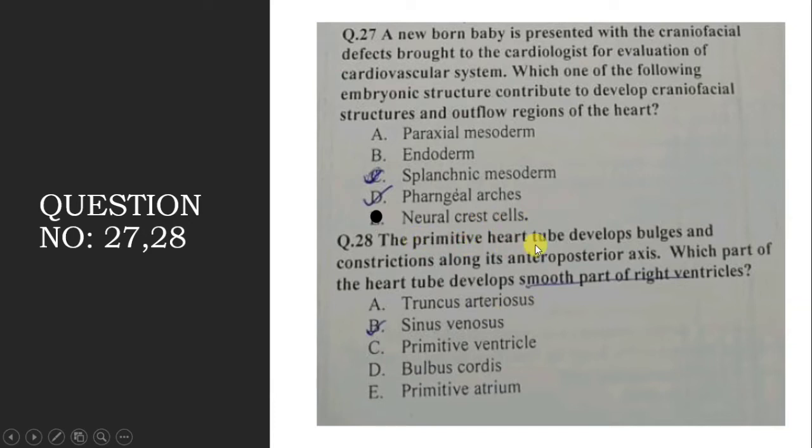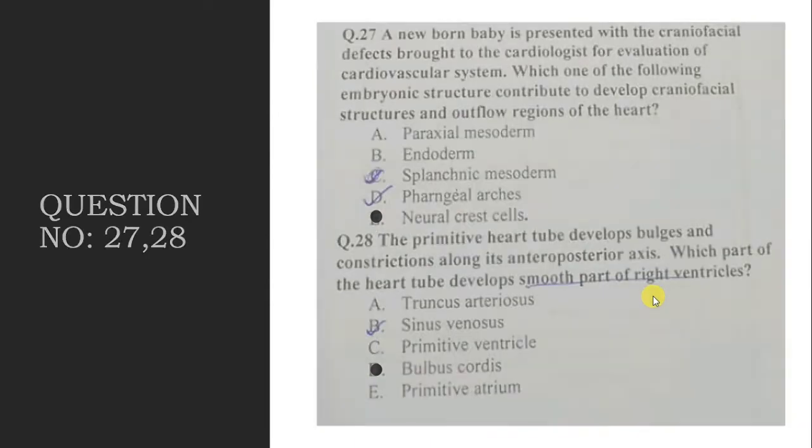Question 28 says the primitive heart tube develops bulges and constrictions along its anterior-posterior axis. Which part of the heart tube develops the smooth part of the right ventricle? Truncus arteriosus, sinus venosus, primitive ventricle, bulbus cordis, or primitive atrium. So the bulbus cordis forms the smooth part of the right ventricle, but more specifically the conus cordis, part of the bulbus cordis, produces the smooth part of the right ventricle as well as the smooth part of the left ventricle.